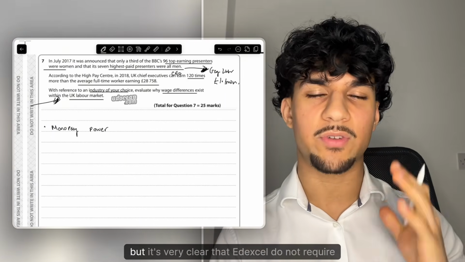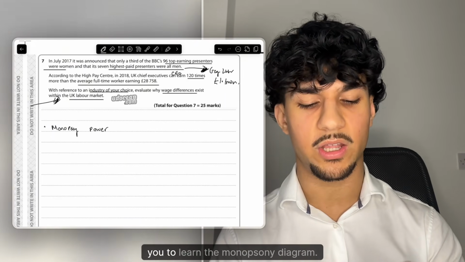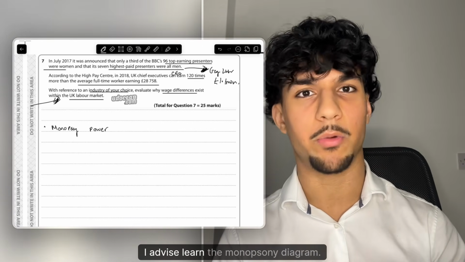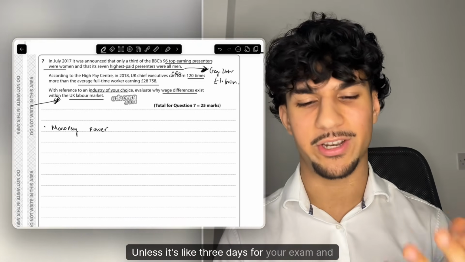Now I've mentioned it a few times, but it's very clear that Edexcel do not require you to learn the monopsony diagram, but 100% every single one of my students, I advise learn the monopsony diagram, unless it's like 3 days before your exam and you're watching this.